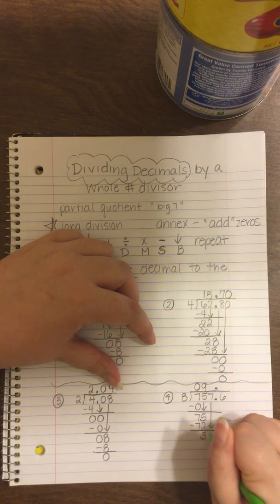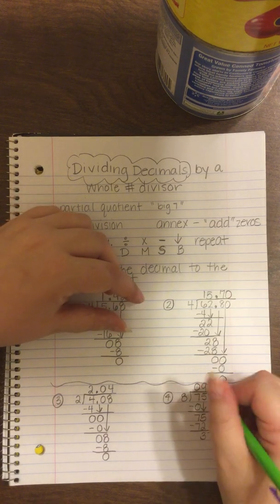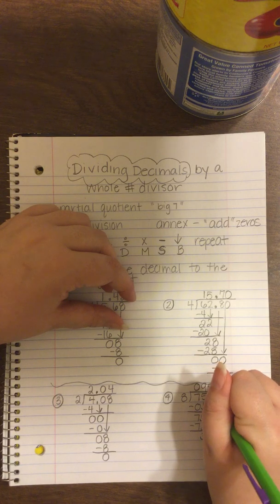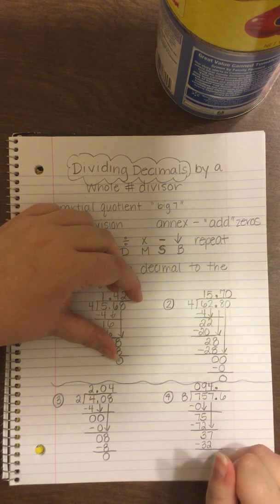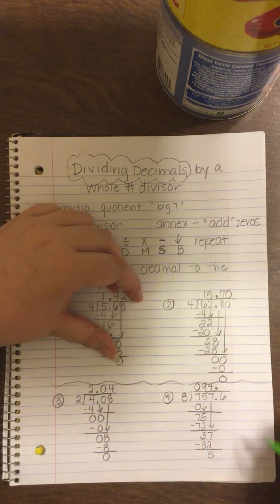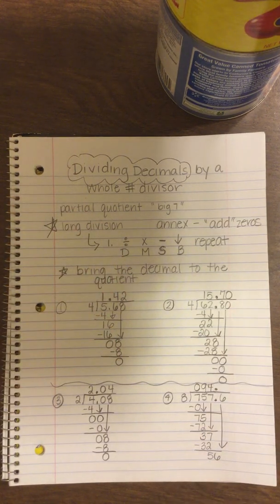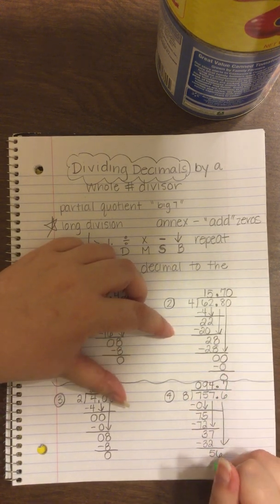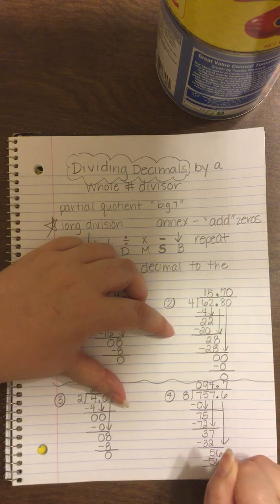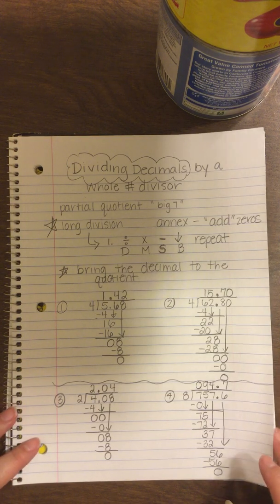Bring down the next number, which is 7. 8 divides into 37 4 times. 4 times 8 is 32. I subtract. I'm left with 5. I'm going to bring down my last number, which is 6. And 8 divides into 56 7 times. 7 times 8 is 56, and I'm left with 0. And that is the answer. 94 and 7/10 is the quotient to number 4.